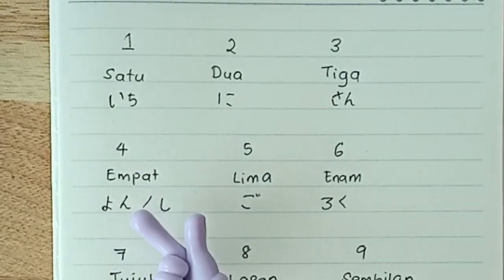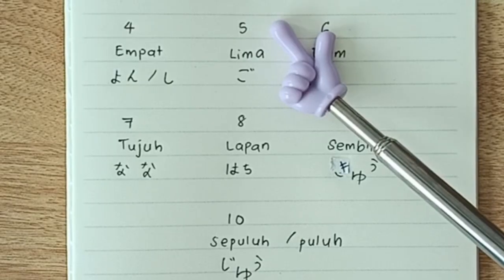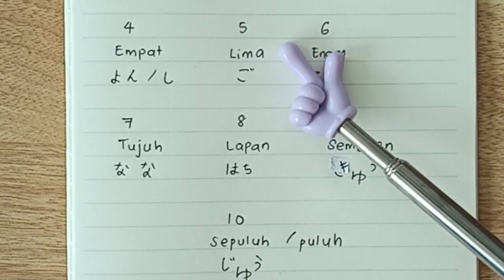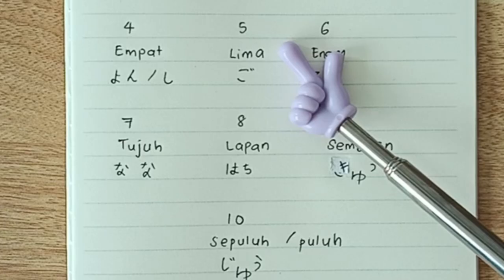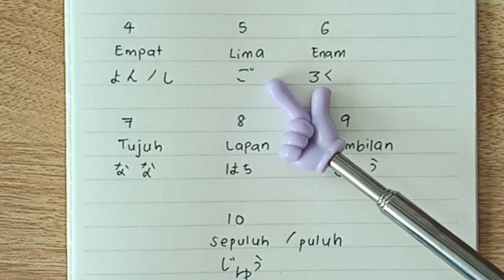Yon, yon. Number 5. In Malay, we call them lima, lima. And then in Japanese, it is go, go.